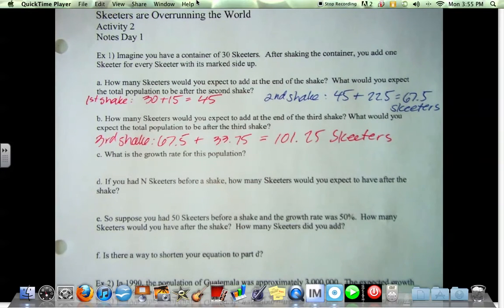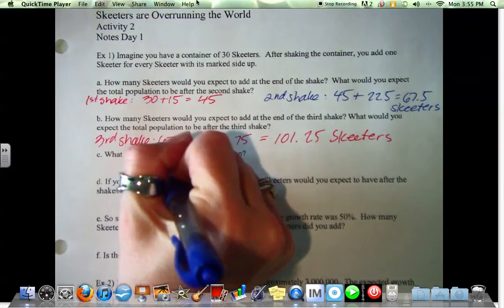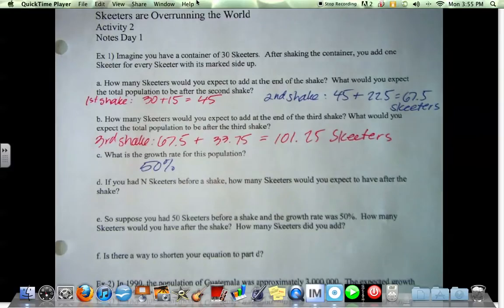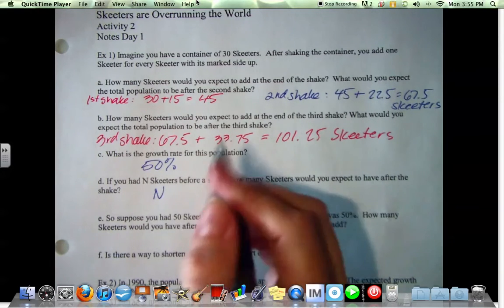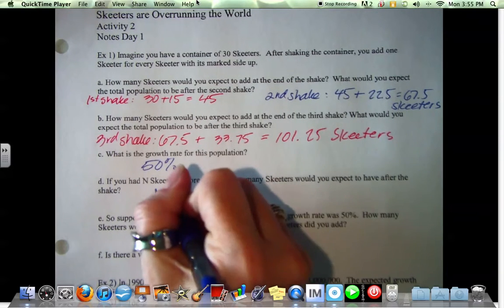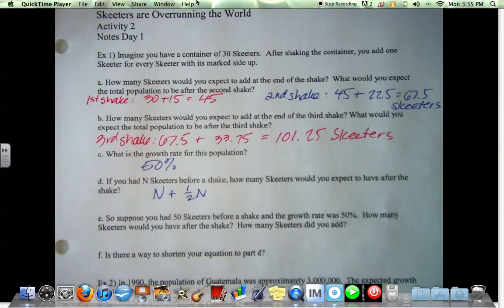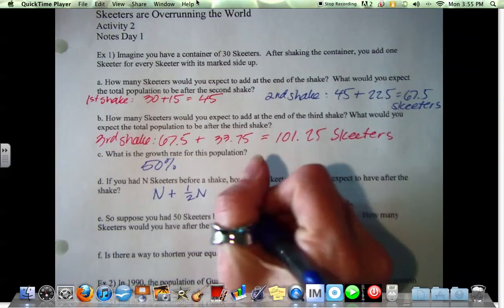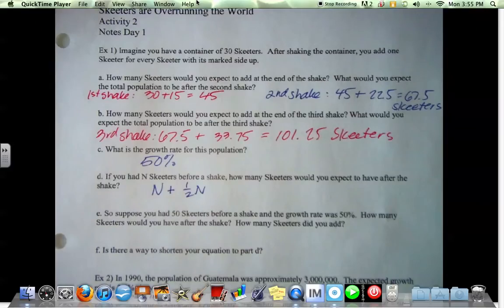So the growth rate for this population, we decided the other day, 50%. So if you had n skeeters before a shake, so we have n, how many skeeters would you expect to have after the shake? So we have n, and we're adding, for each of these, half of n. So at the end of the shake, we would have 1.5 n.